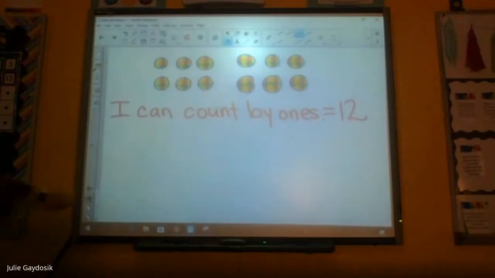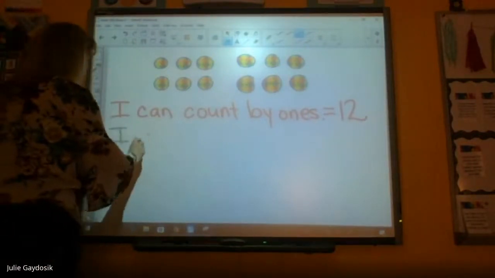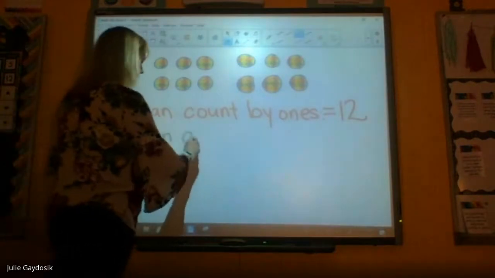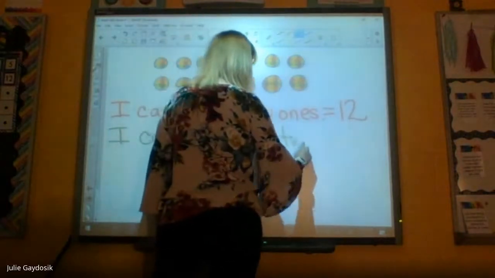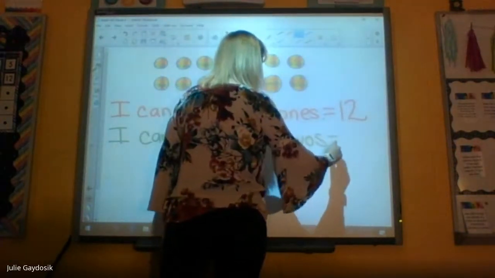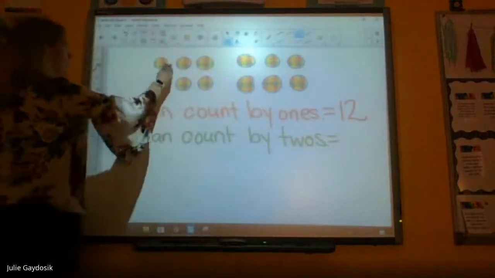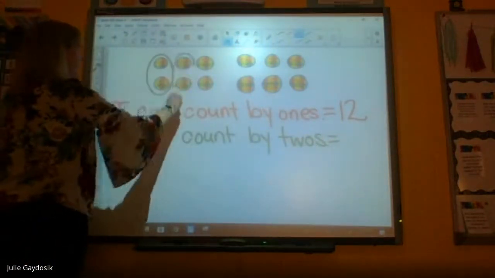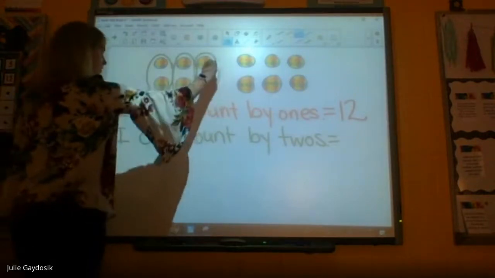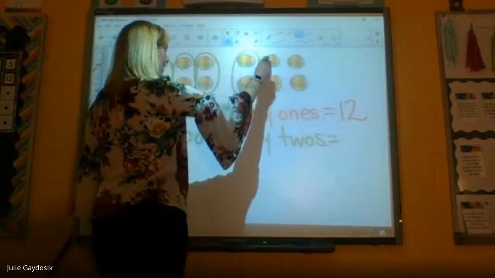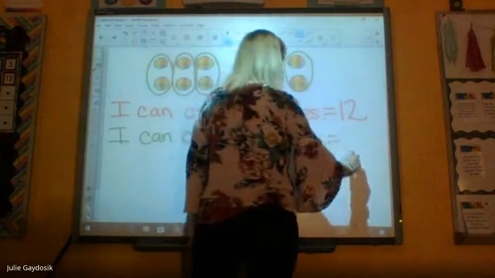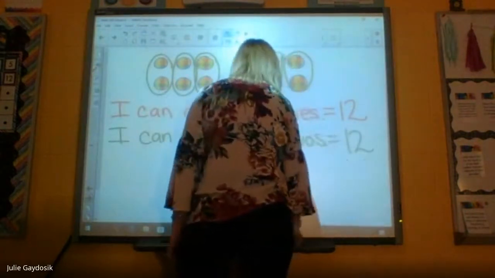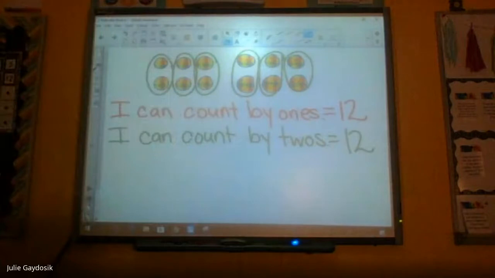Another way I thought I could count by is I can count by 2s. Okay, and let's see what we get. We're going to count together. 2, 4, 6, 8, 10, and 12. So I got 12 again. I can count by ones and get 12, and I can count by 2s and get 12.